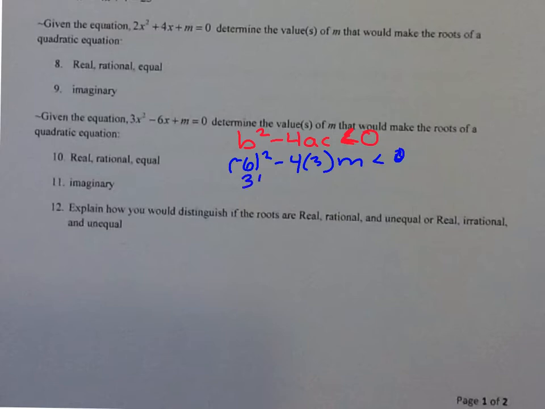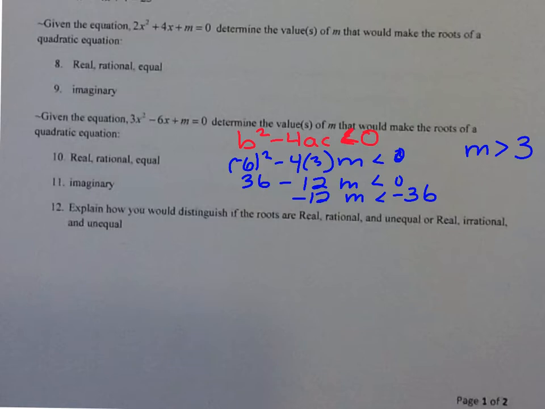So we have 36 minus 12m is less than 0. Minus 36. Remember, we're dividing by -12, so we flip the sign. So when m is greater than 3, your roots will be imaginary.